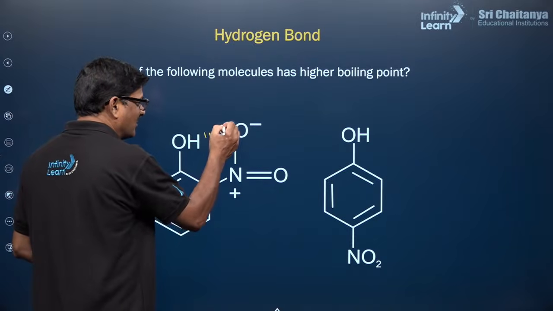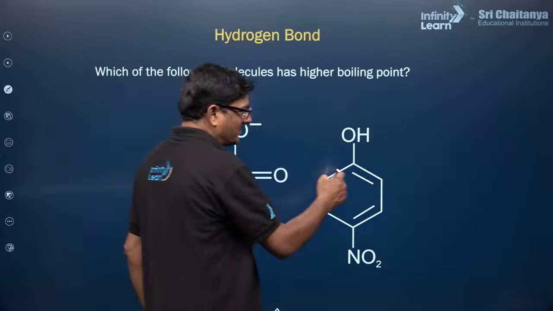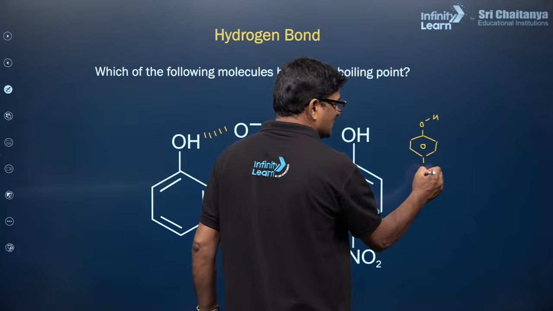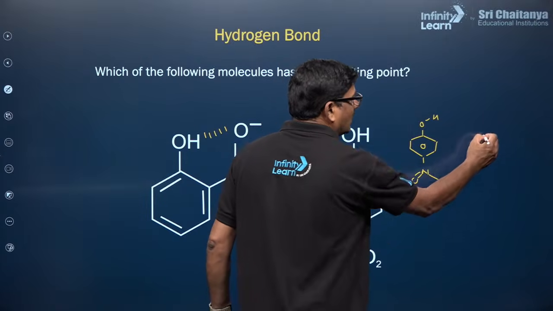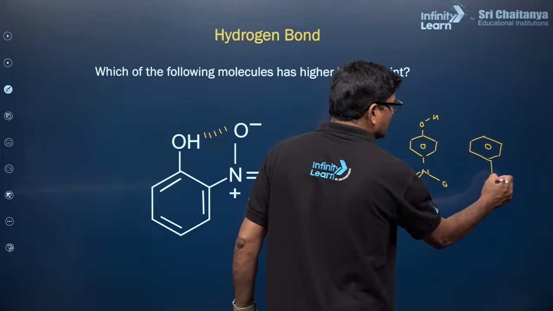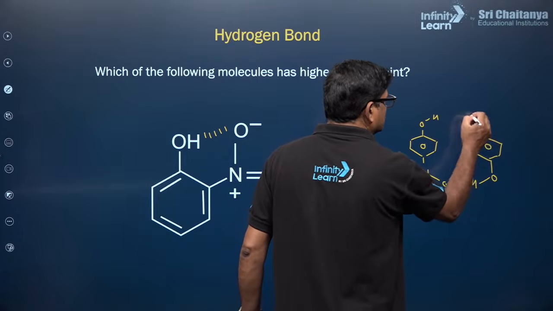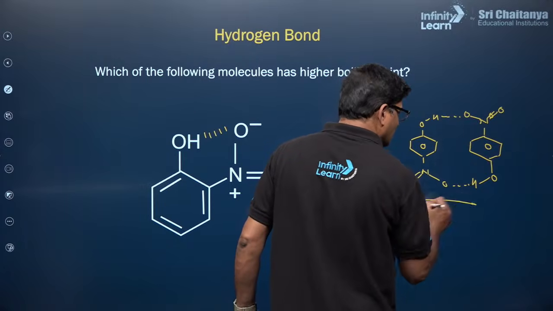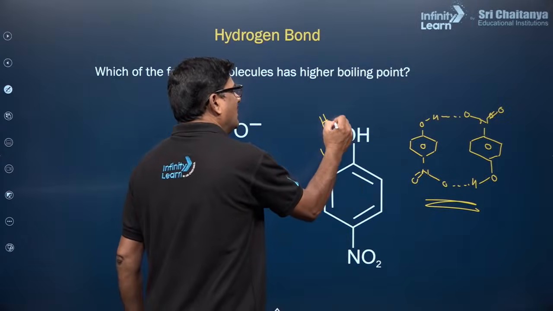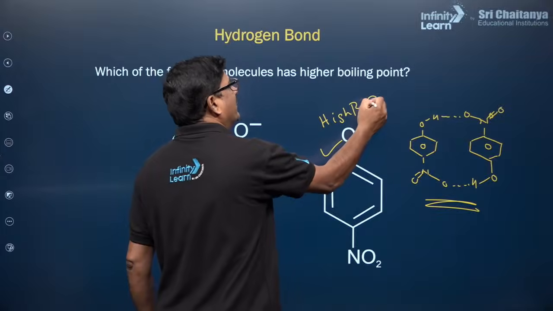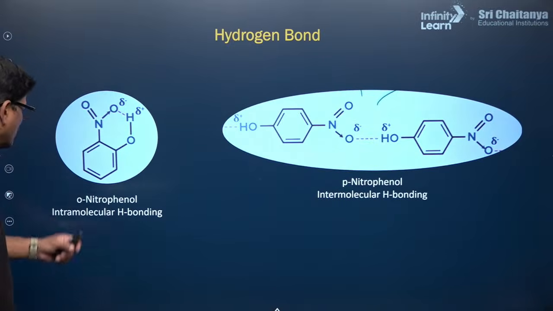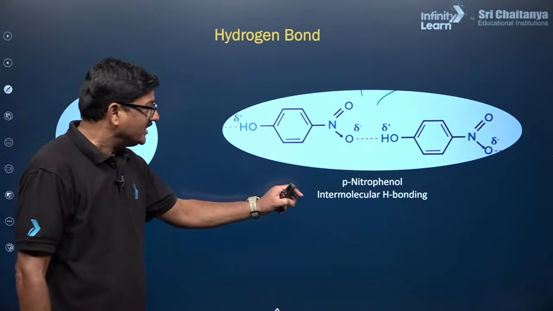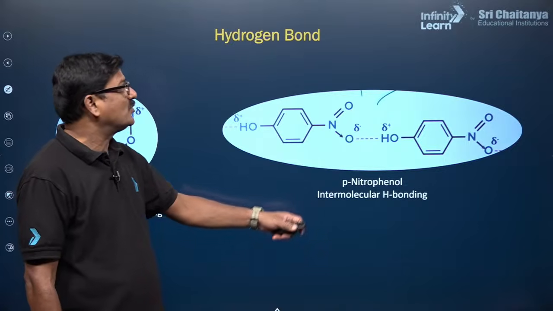Ortho-nitrophenol has intramolecular hydrogen bonding. Para-nitrophenol, I just want to say here, appears like this. And one more molecule I just want to give the reverse way. There is a hydrogen bonding here. Due to this, para will be having high boiling point. That's what ortho-nitrophenol intramolecular hydrogen bonding and para-nitrophenol intermolecular hydrogen bonding makes it more boiling point.